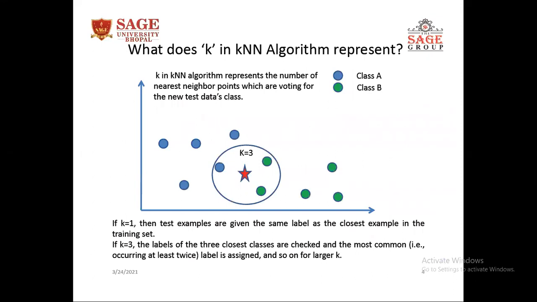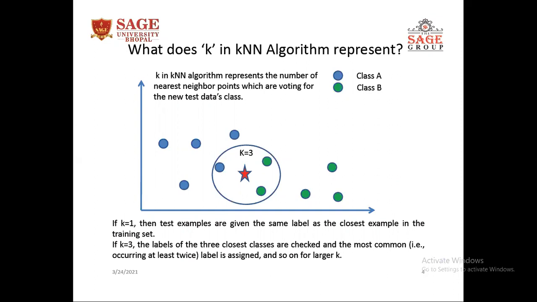So see, what does K in the KNN algorithm represent? K in the KNN algorithm represents the number of nearest neighbor points which are voting for the new test data class. So the KNN algorithm is based on the voting of the nearest neighbor points.